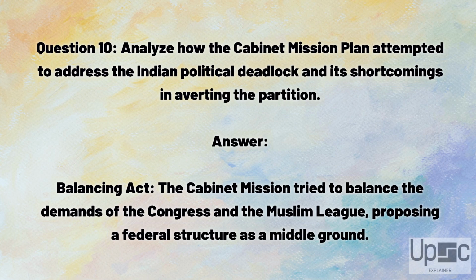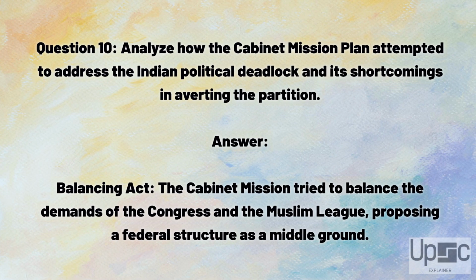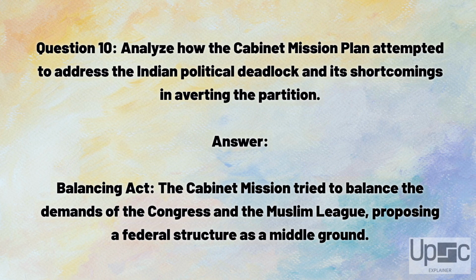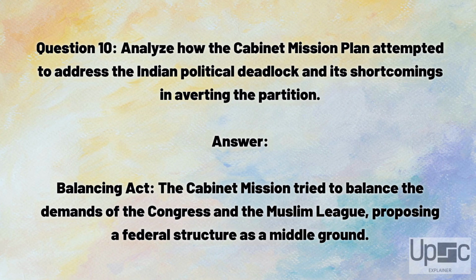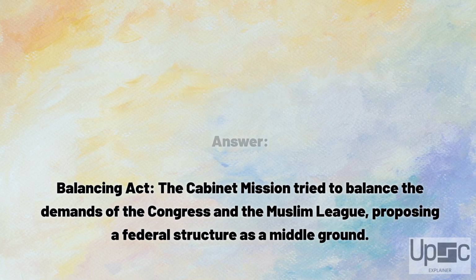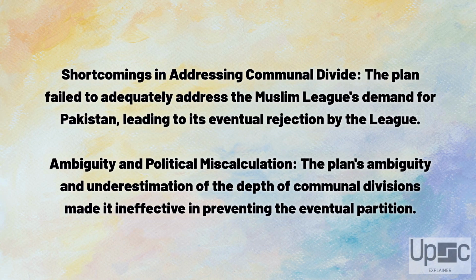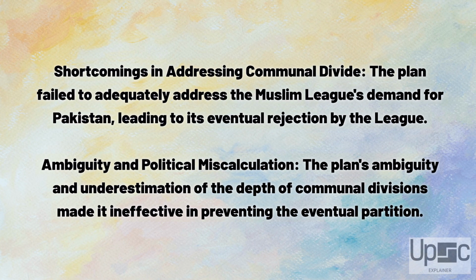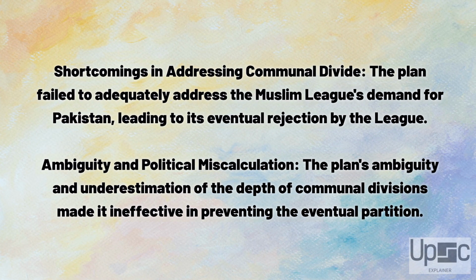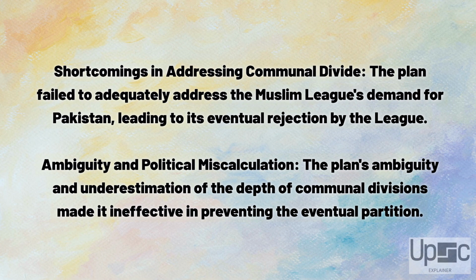Question 10. Analyze how the Cabinet Mission Plan attempted to address the Indian political deadlock and its shortcomings in averting the partition. Answer. Balancing act. The Cabinet Mission tried to balance the demands of the Congress and the Muslim League, proposing a federal structure as a middle ground. Shortcomings in addressing communal divide. The plan failed to adequately address the Muslim League's demand for Pakistan, leading to its eventual rejection by the League.